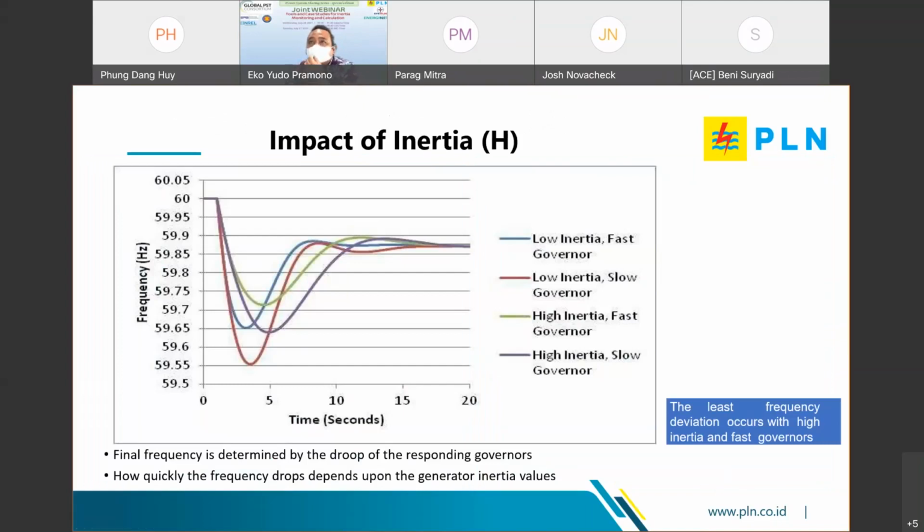This is some theory of inertia, like Mr. Frederick Mitra said before. Low inertia, fast governor, and we can see high inertia, slow governor. This is a picture of the inertia, describing the comparison of inertia and how the governor speed response contributes to the system response.